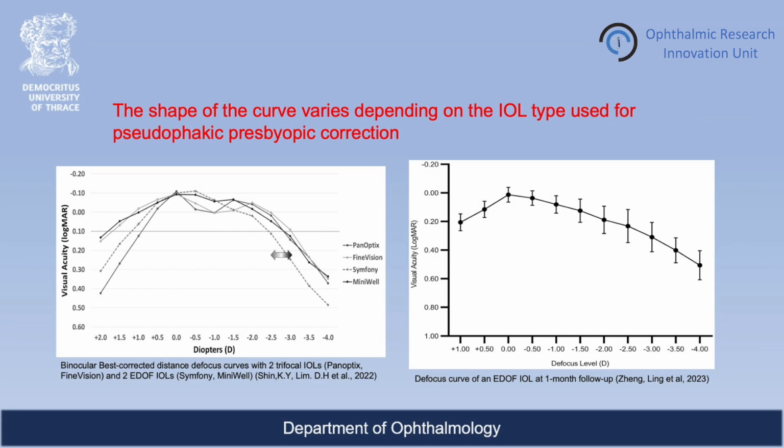The shape of the curve varies depending on the IOL type used for pseudophakic presbyopic correction. In the first figure, from left to right, we can see the binocular best corrected distance defocus curves of 2 trifocal and 2 EDOF IOLs, whereas in the second figure, we can see the defocus curve of an EDOF IOL, 1 month after presbyopia correction.